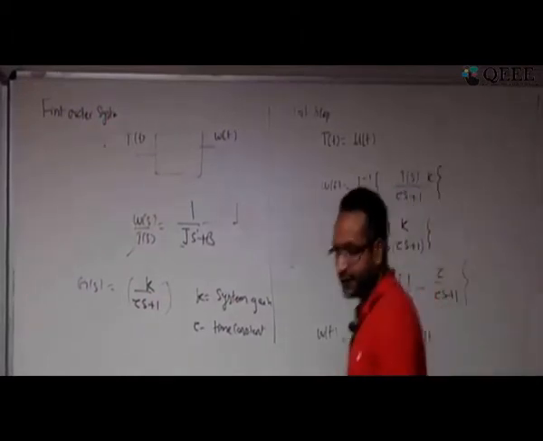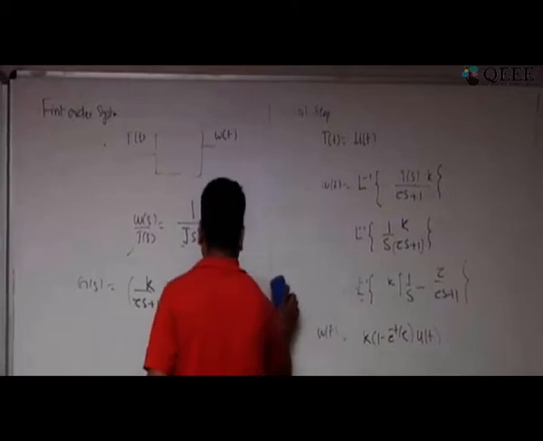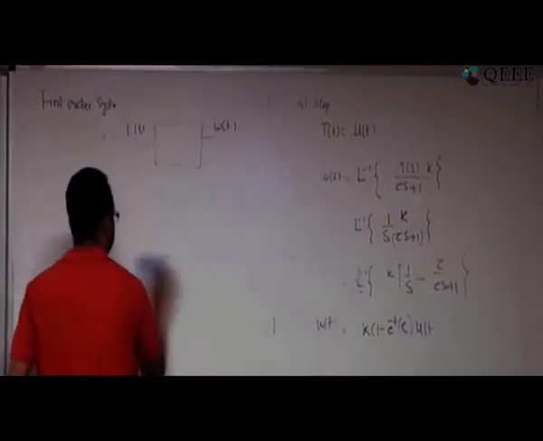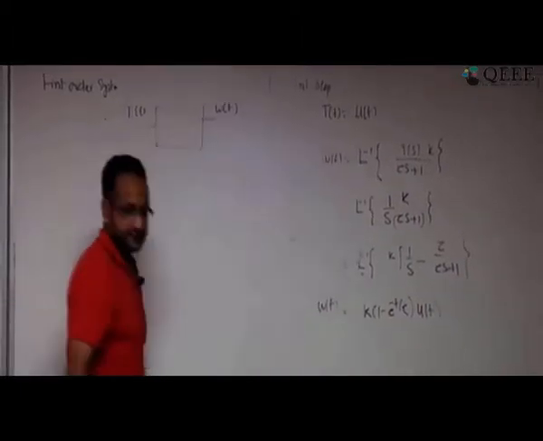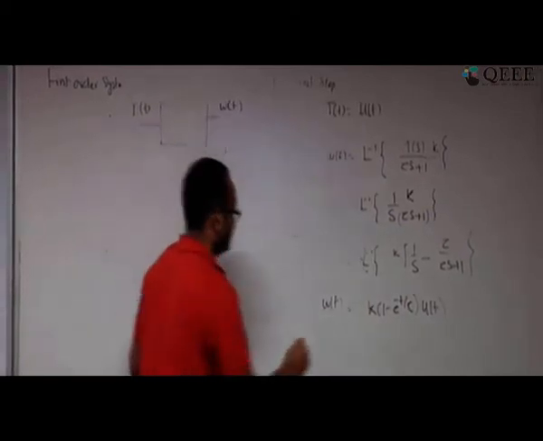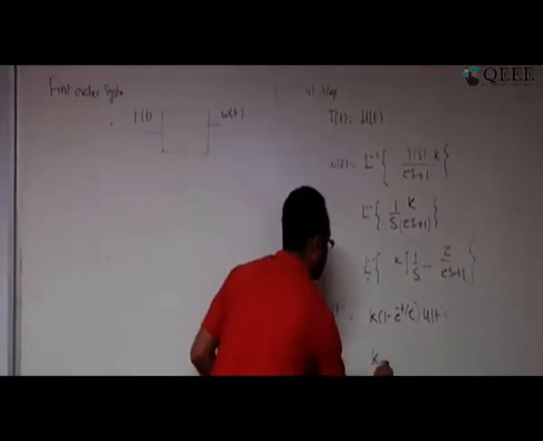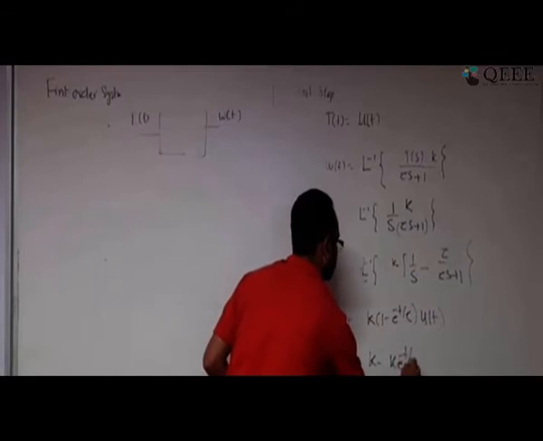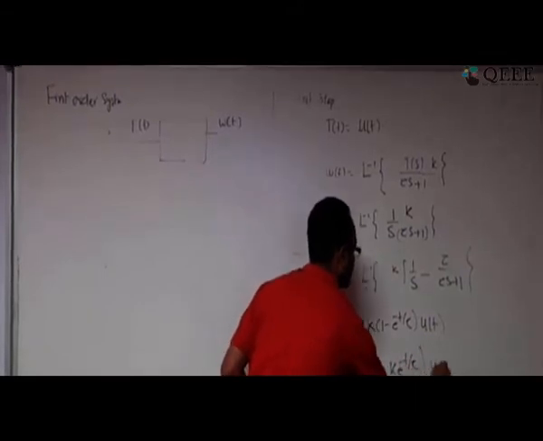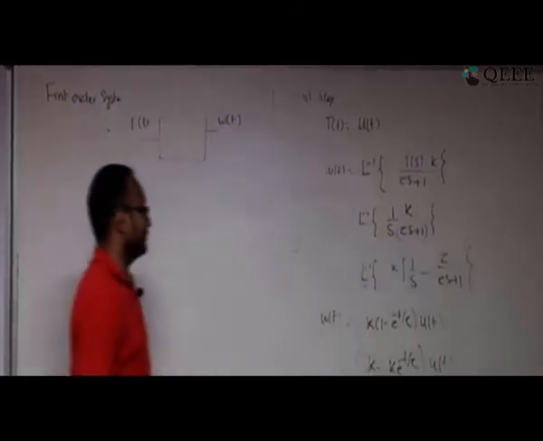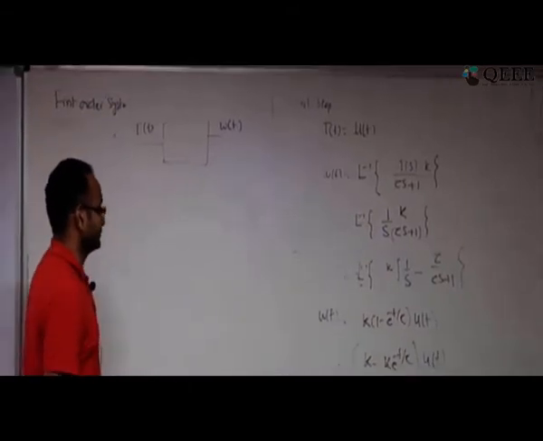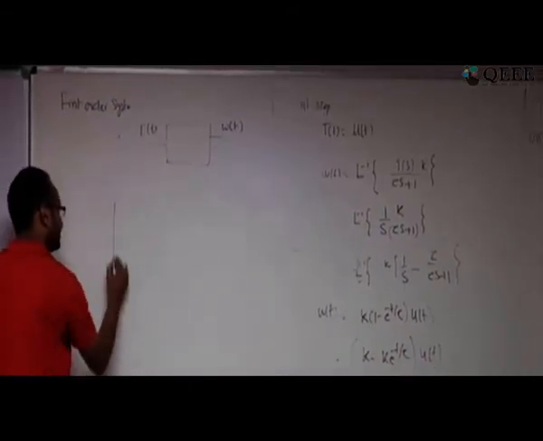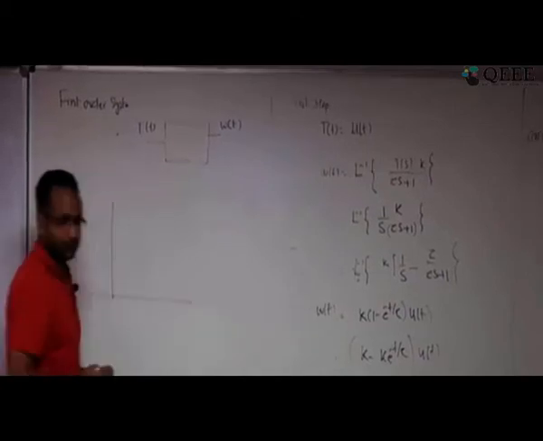Okay, fine. Now I want to see how it looks when I plot it. As you can see from this equation, it has two components: k minus k e^(-t/tau), and u(t), the unit step function, which is given like this on the positive side, t greater than or equal to 0. So this response has two terms.